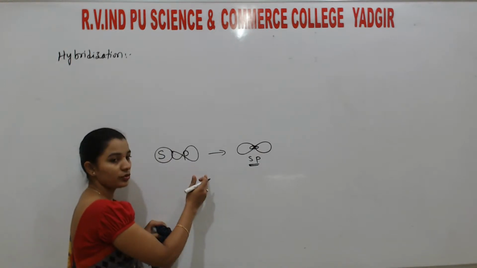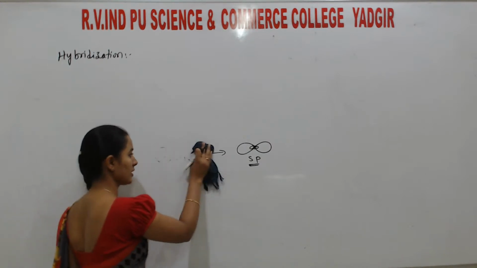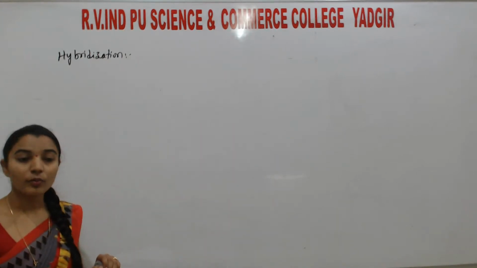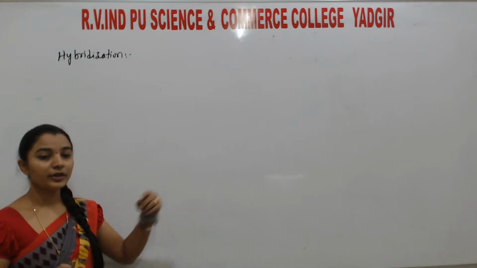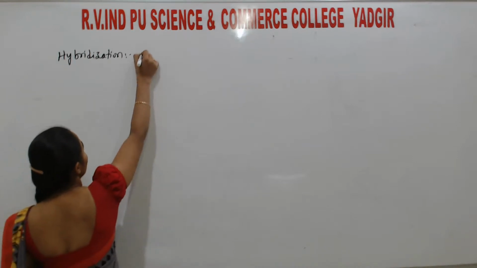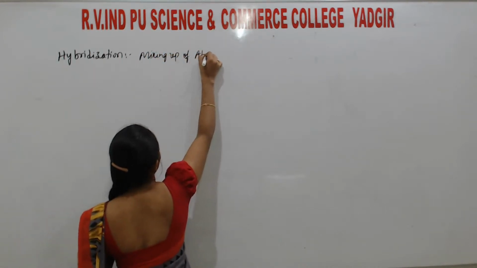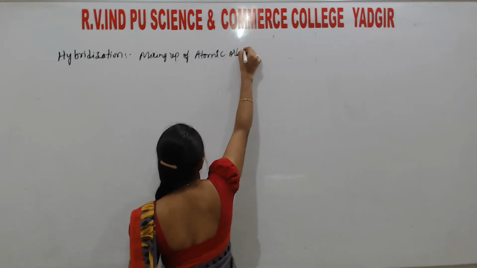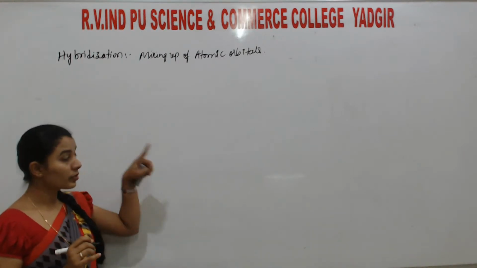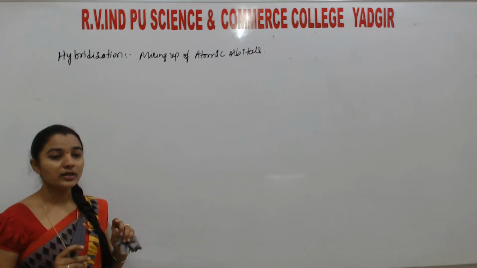So one s orbital and two p orbitals give sp2. Similarly, sp3. Types of hybridizations are there. Just remember, hybridization means the mixing of atomic orbitals to form different orbitals. Mixing of atomic orbitals is called hybridization. I write here: the mixing up of atomic orbitals. These are called hybrid orbitals, and the process is called hybridization.